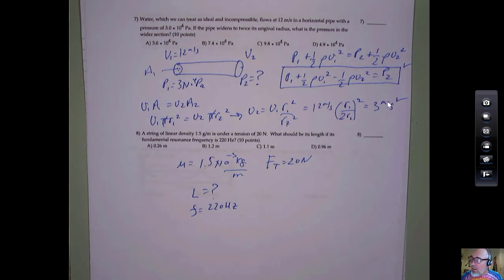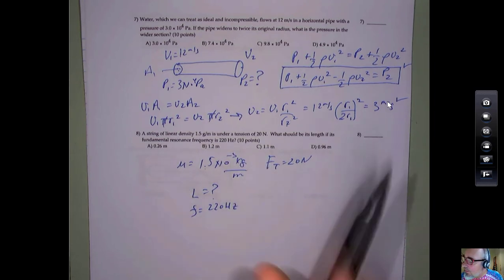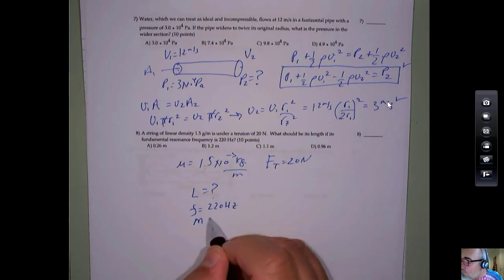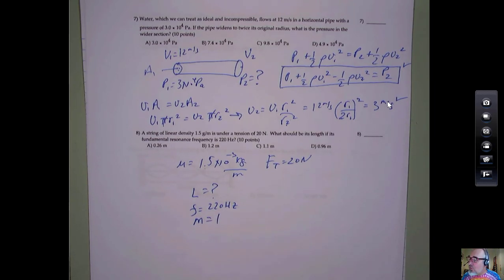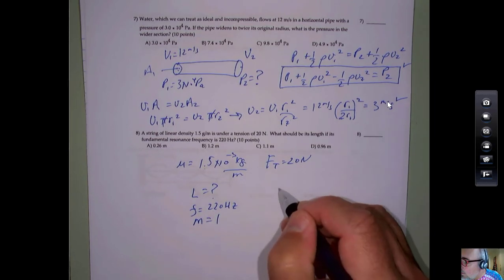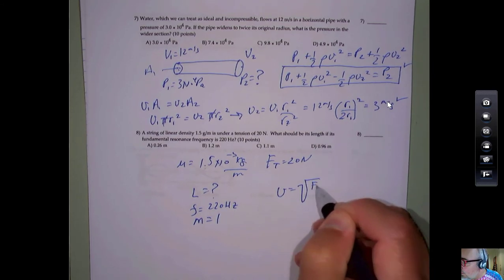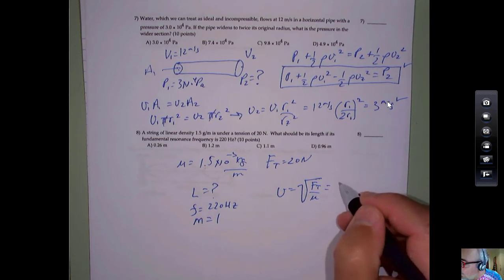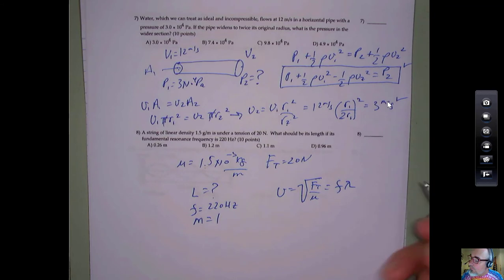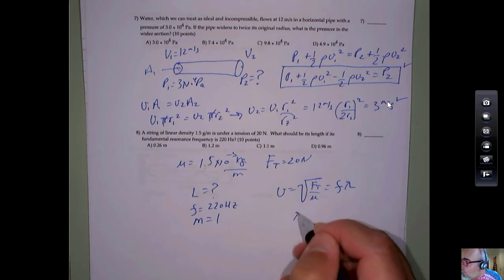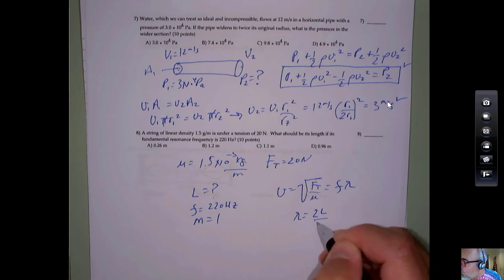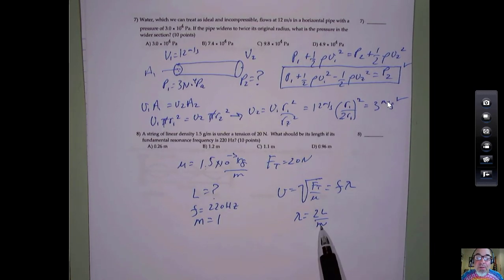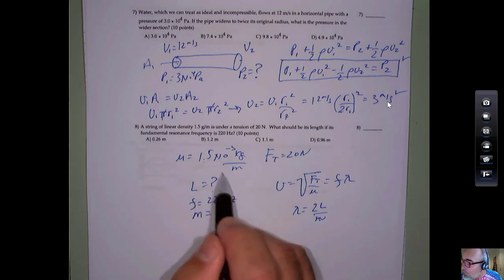Now when they say fundamental frequency, that means the mode is 1. Not the mass, but the mode of 1. So what do I know about standing waves? Well, the speed is equal to the square root of the tension divided by the mass per length. It's also equal to the frequency times the wavelength. The wavelength for standing waves is also 2L over m. Now don't forget, this m is mode, not mass. It can be kind of confusing. This is mass per length, this is mode. And we're trying to figure out the length.